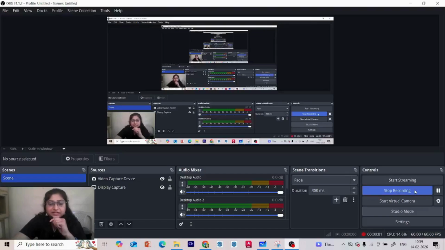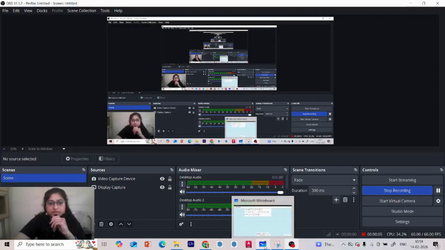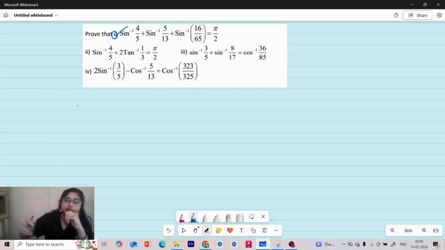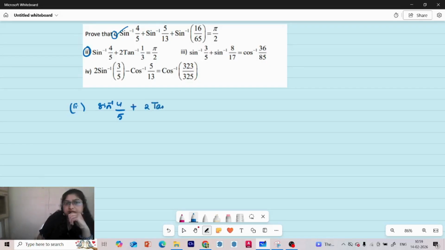So now let's continue with a few more questions. Just note the format that I am doing these problems in, because almost every problem has the same format to follow. Okay, sorry. So now that the first one's done, let's go to the second one. Question number 2: sine inverse 4 by 5 plus 2 tan inverse 1 by 3 is equal to pi by 2.